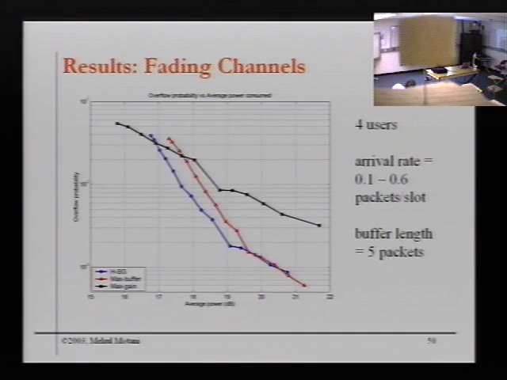We haven't optimized over the threshold. I think we just picked some threshold to call it lightly loaded or heavily loaded for this graph. But we see that given average power, my overflow probability is less, so I can admit a higher arrival rate. Right?